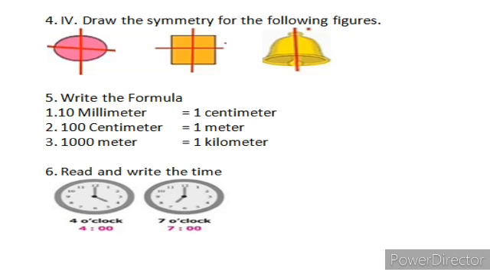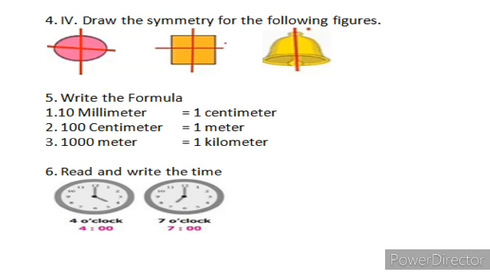Question number 5. Write the formula. 10 millimeter is equal to 1 centimeter. 100 centimeter is equal to 1 meter. 1000 meter is equal to 1 kilometer.